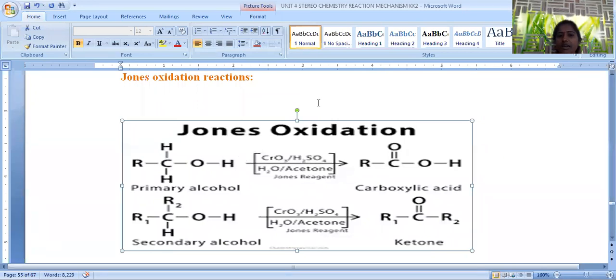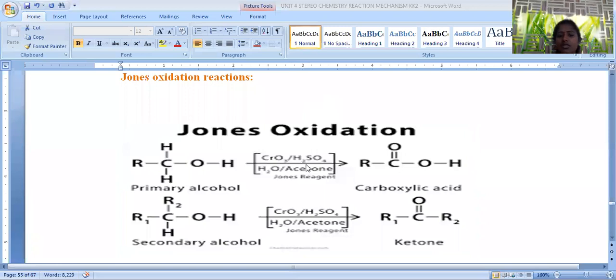Just as we saw in the mechanism, this is the Jones reagent and the reactant is converted into a carboxylic acid. Carboxylic acid is nothing but C double bond O, OH only. So the formation of carboxylic acid is possible. So this is Jones oxidation.